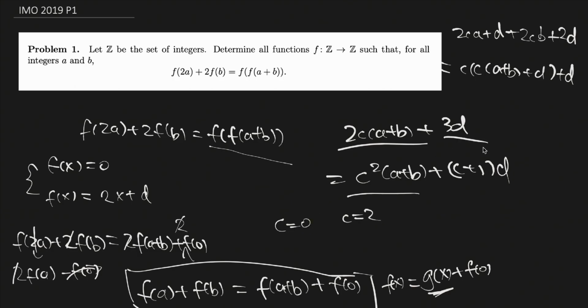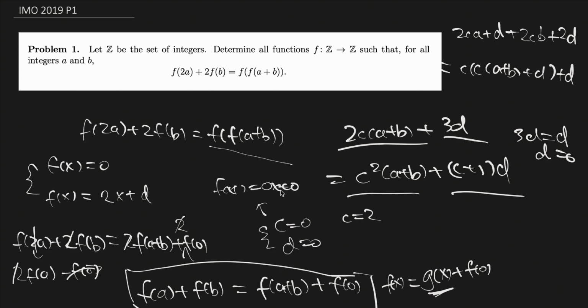When c equals 0, we must have these two also be the same, which means 3d equals d. Well, that just means d equals 0. So c equals 0, d equals 0 is a solution, and this would just point to f of x equals 0x plus 0, which is just 0. And that is our first solution there.